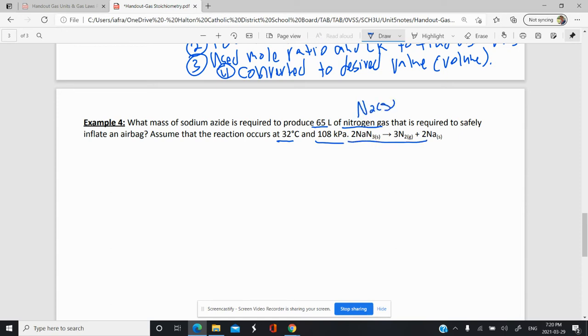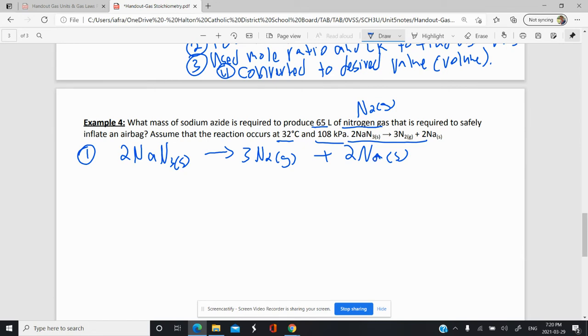Here's the equation provided to us, and so I'm just going to rewrite it because that would be our first step. If it wasn't given to us, we'd have to write a balanced equation. And so we have sodium azide, 2 moles of it, 2NaN3 solid. That's a solid sodium azide. It's going to decompose and it's going to produce some nitrogen gas, which is what inflates the airbag, plus 2Na solid.